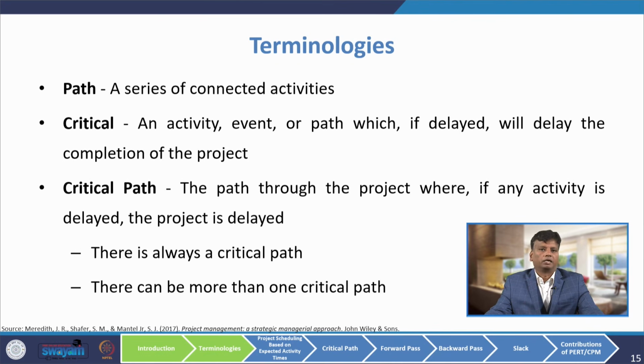Then what is a critical path? An activity or event or path which, if delayed, will delay the completion of the project is called a critical path, or it may be a critical activity. So, the critical path is the path through the project where if any activity is delayed, the project is delayed. There is always a critical path, and there can be more than one critical path.